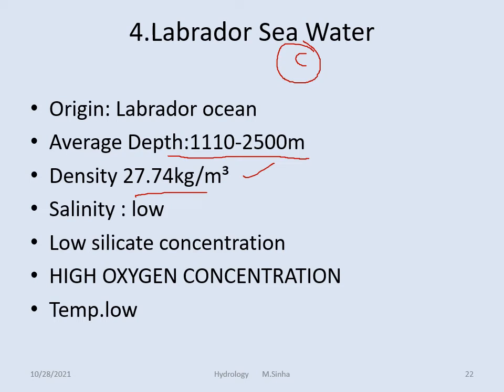Salinity is low, but the temperature is also low. This is due to the low ocean current and the oxygen concentration is quite high. Those are the four types of intermediate ocean current.